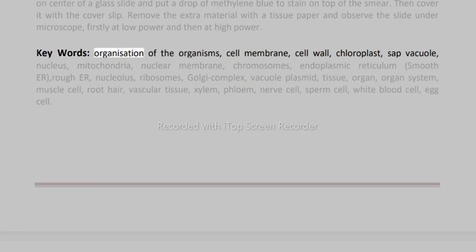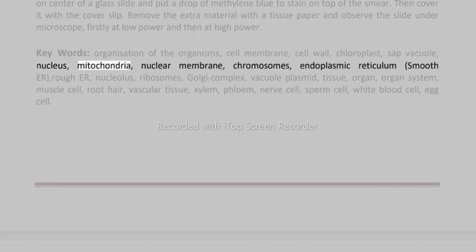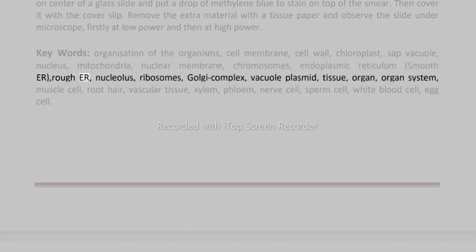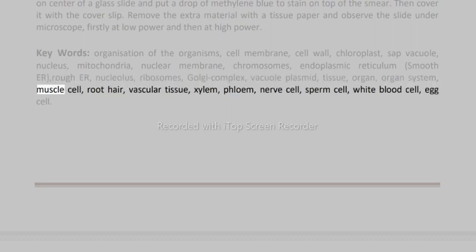Keywords: organization of the organisms, cell membrane, cell wall, chloroplast, sap vacuole, nucleus, mitochondria, nuclear membrane, chromosomes, endoplasmic reticulum, smooth ER, rough ER, nucleus, ribosomes, Golgi complex, vacuole, plasmid, tissue, organ, organ system, muscle cell, root hair, vascular tissue, xylem, phloem, nerve cell, sperm cell, white blood cell, egg cell.